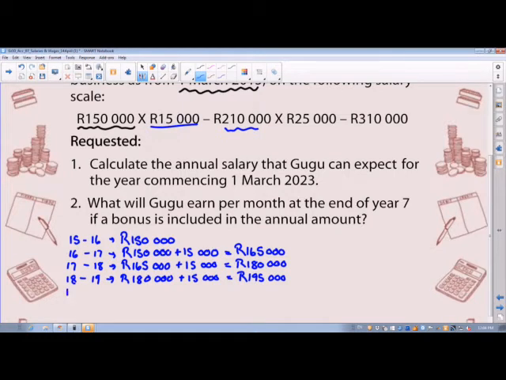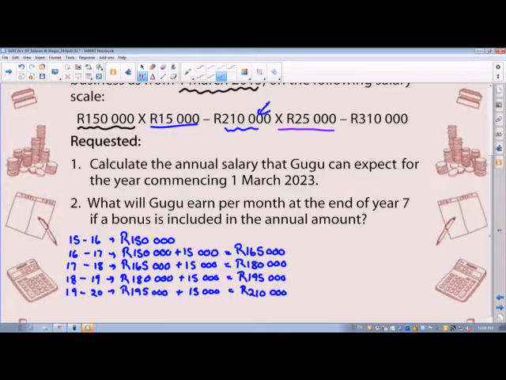And then in the year 19 to 2020, latest salary 195,000 plus 15,000, then we will get the 210,000. Now as you can see, we've done a couple of years now. But what happens when we reach the notch of 210,000? It needs to go up. With how much now? 25,000.